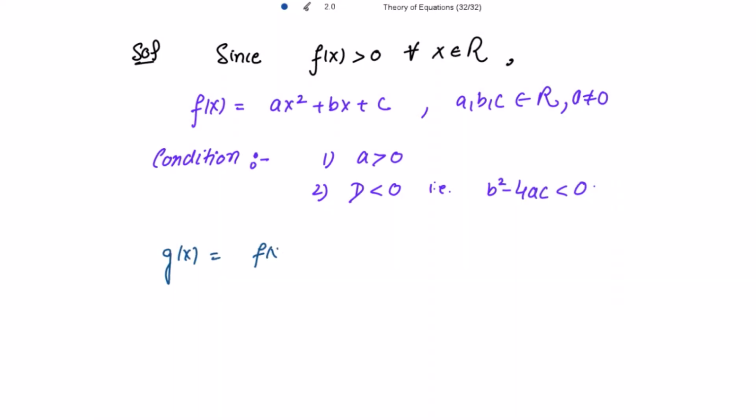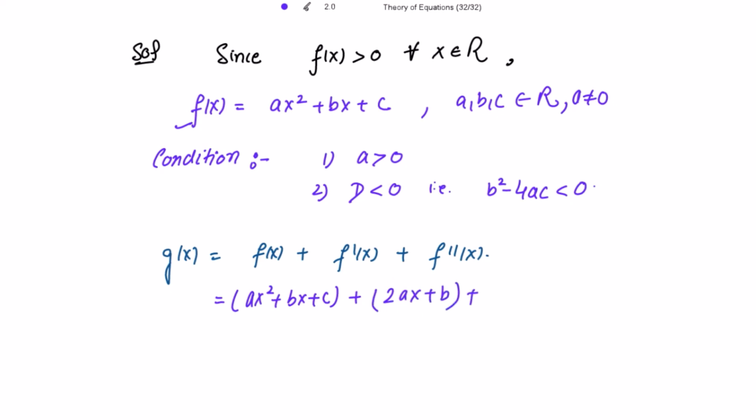Okay. Now what is g(x) given to us? It is f(x) plus the first derivative of f(x) plus the second derivative of f(x). So we have f(x) to be ax square plus bx plus c, plus the first derivative of f(x), that is 2ax plus b, and then again the second derivative of f(x), that is 2a only. So that is equal to ax square plus (b plus 2a) into x plus (2a plus b plus c), right?